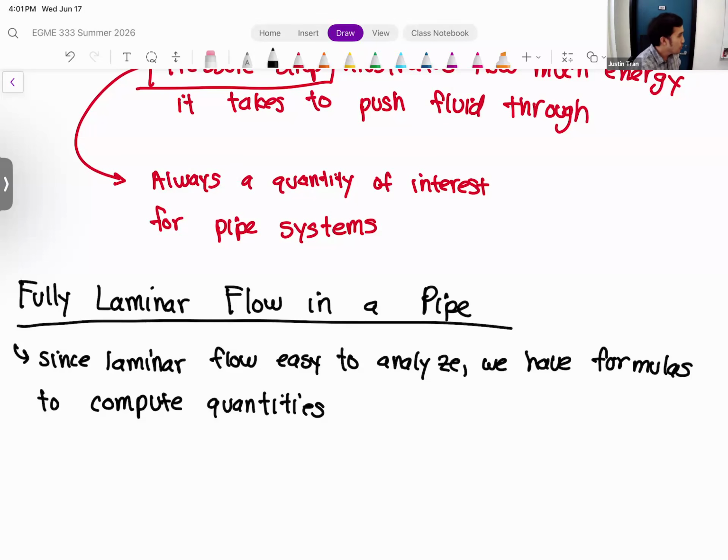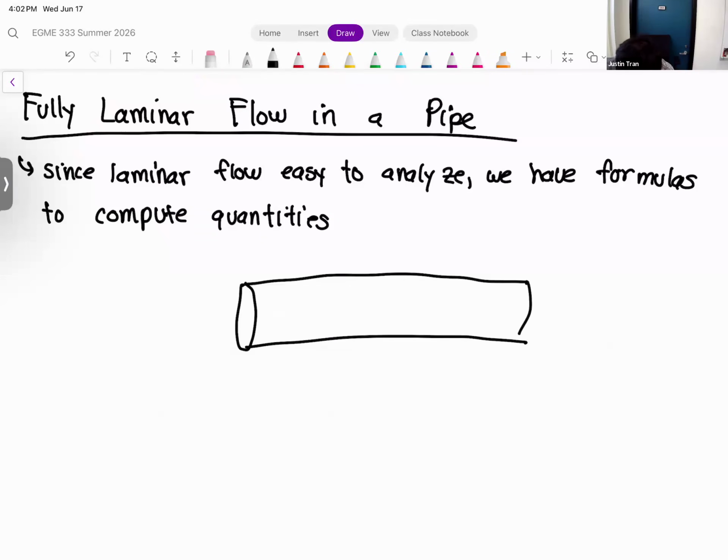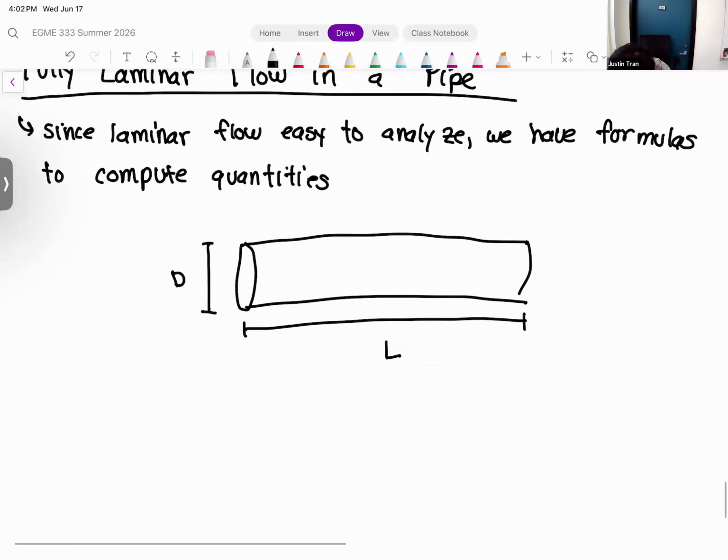Okay. So for a very simple pipe with a fixed diameter and a fixed length, let's say that we have a pipe that looks like this. Our pipe has a particular diameter D and a length L. There is a fully formed, explicit relationship between the volumetric flow rate in the pipe and the pressure drop. And that formula is the following.